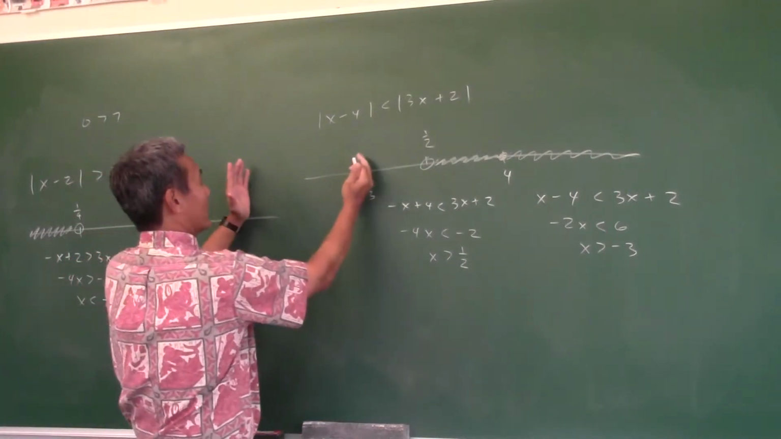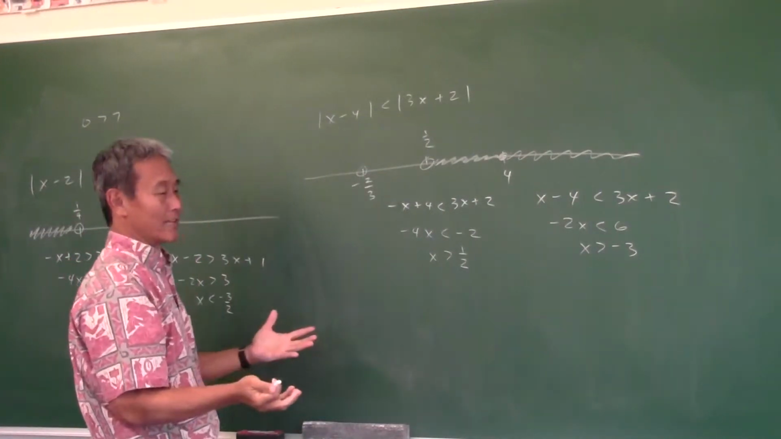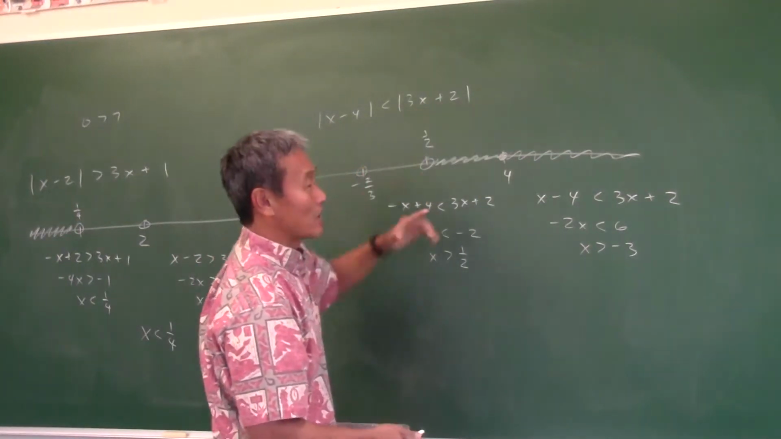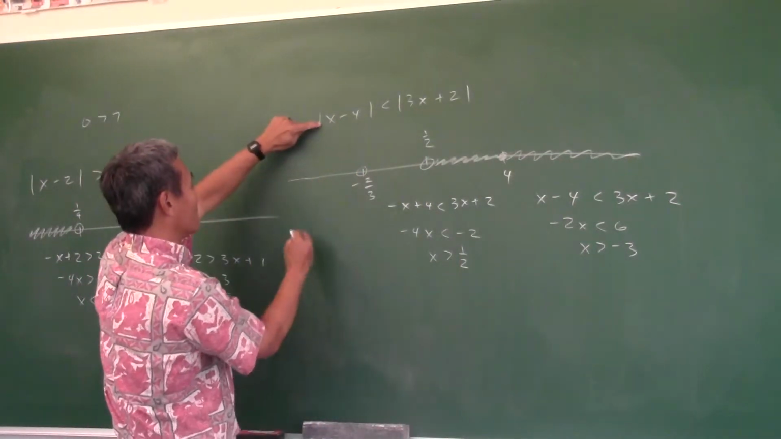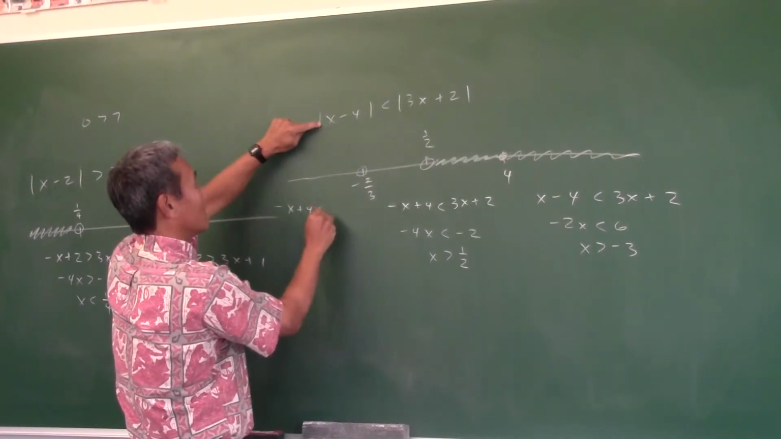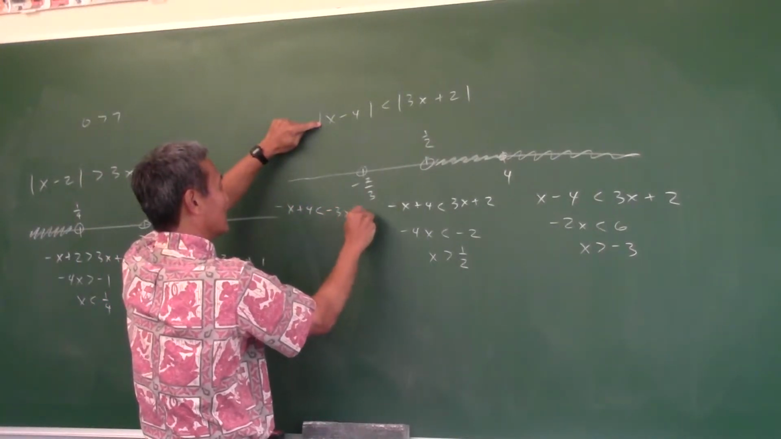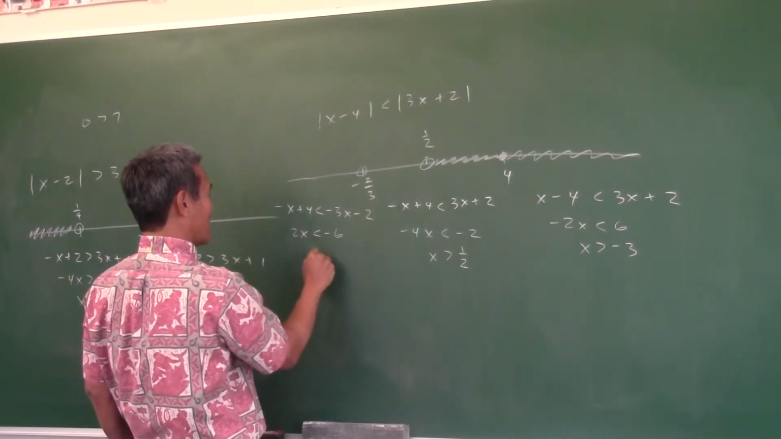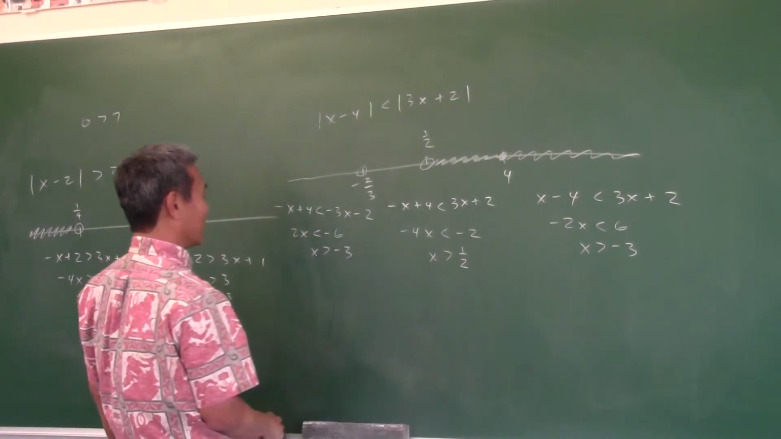And finally, think of a number smaller than negative 2/3, like negative 1. Well, negative 1 minus 4 is negative. Negative 3 plus 2 is also negative, so you're going to negate them both. So negate this one, and negate that one. Solve it, so you get 2x is less than negative 6. X is greater than negative 3.